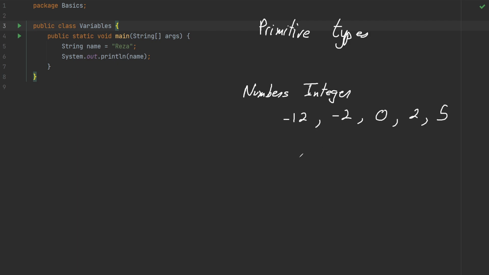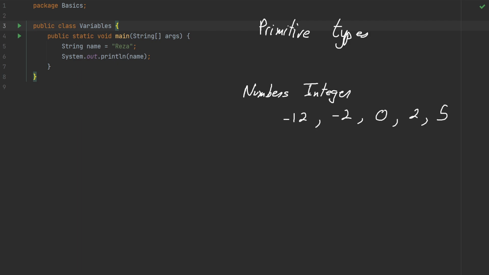They can't be partial numbers. They cannot be, let's say, 2.34. This is wrong. It's not possible to put it in there. Okay? Now, inside of these whole numbers, there's a few different variable types that exist. So let's go through them.